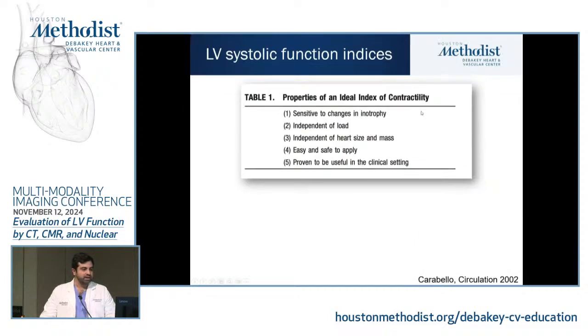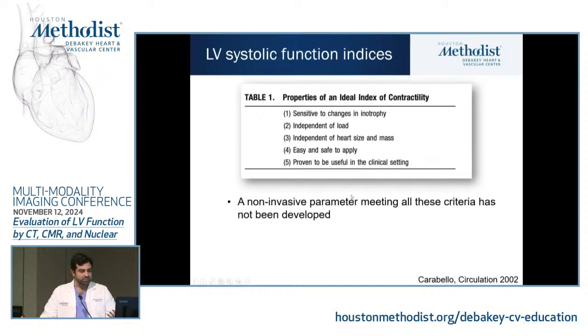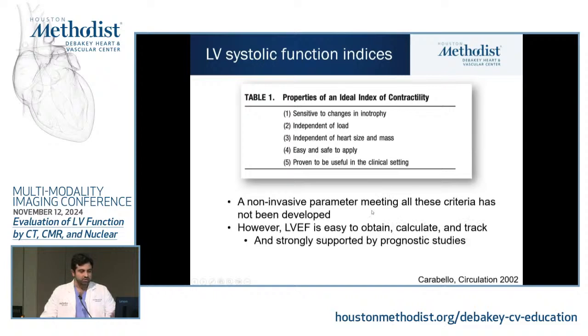But to get an ideal index of performance of the LV, particularly in contractility, you need a measure that is sensitive to changes in inotropy, which EF may not necessarily be, independent of preload and afterload, heart size, heart mass, easy and safe, and then proven with prognostic data. So there hasn't really been a parameter that's non-invasive and meets all these criteria very well. But EF is still something that we will stay with and work with, and it's easy to obtain. We can calculate it easily. You can track it. You can visually estimate it with good experience, and there's a lot of prognostic data that supports its use in a variety of cases.